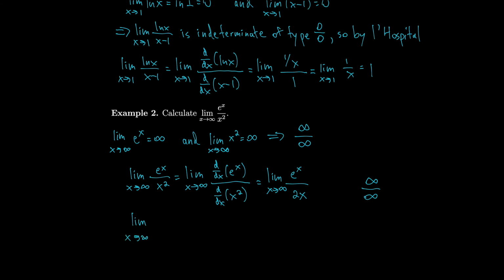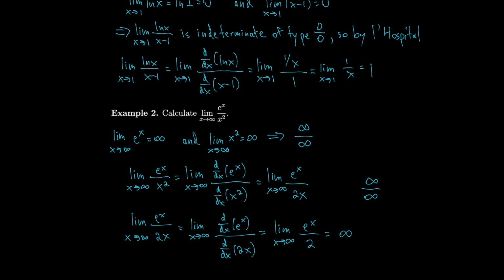We get that this limit, e to the x over 2x, is equal to the limit of the derivatives of e to the x and 2x. So that's the limit of e to the x over 2. We're going to take the limit, which is infinity.